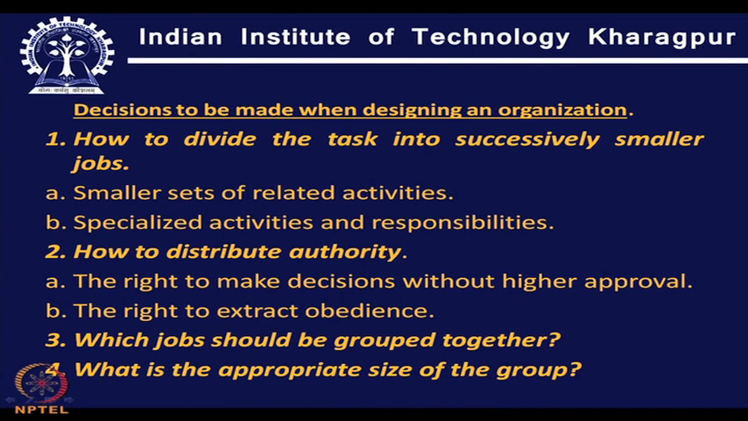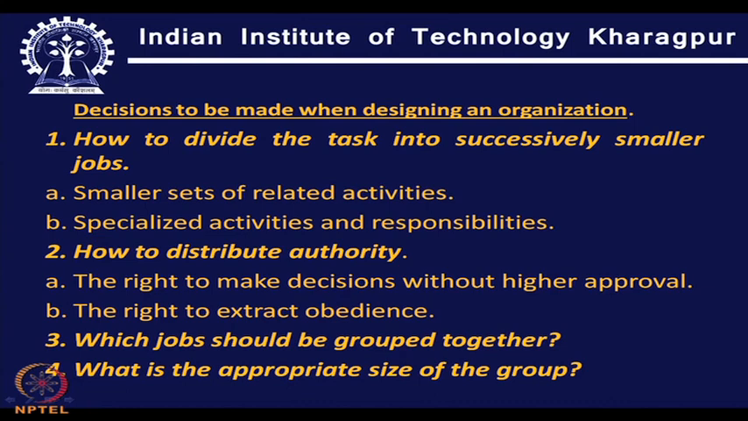When you are talking of how to distribute authority, what is authority? It is the right to make a decision without higher approval. We don't have to take the higher authority's approval for making certain decisions. So that is authority. Authority is also defined by the ability to control the behavior of others and the right to extract obedience from others.